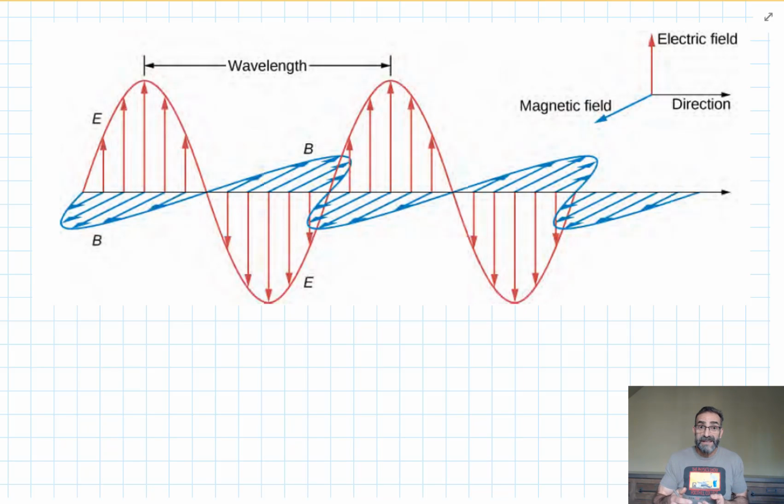So he surmised that these waves, electromagnetic waves, had to move at one particular speed, the only speed they could move at where energy was conserved. They weren't losing energy, they weren't gaining energy.